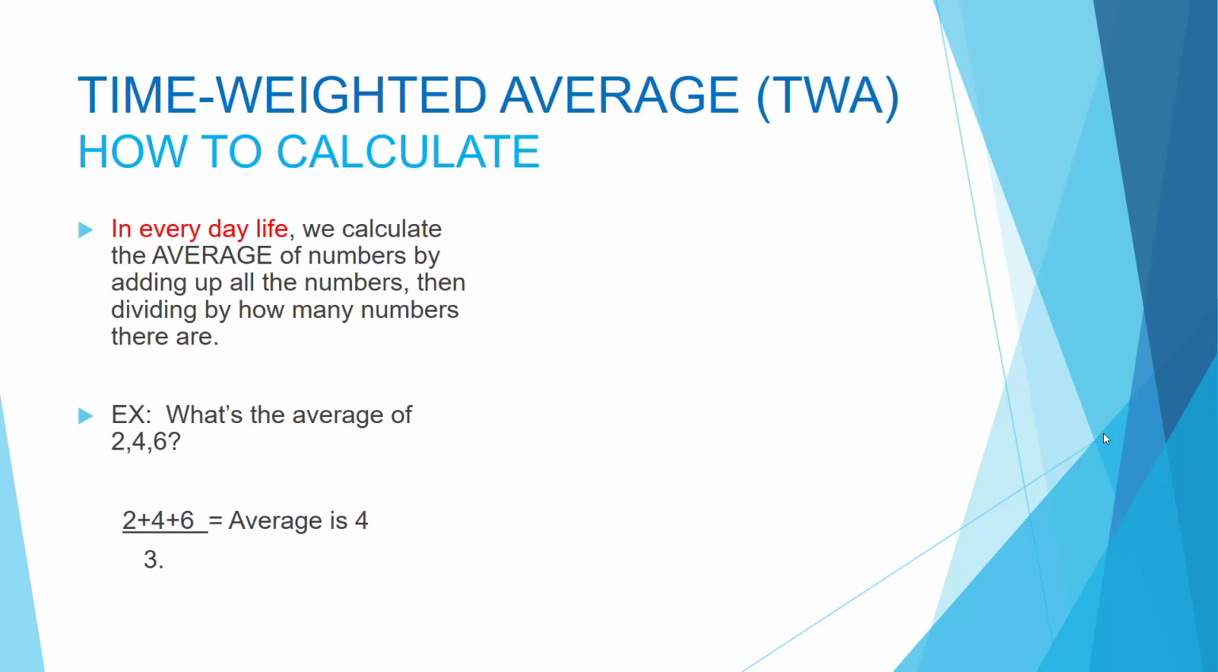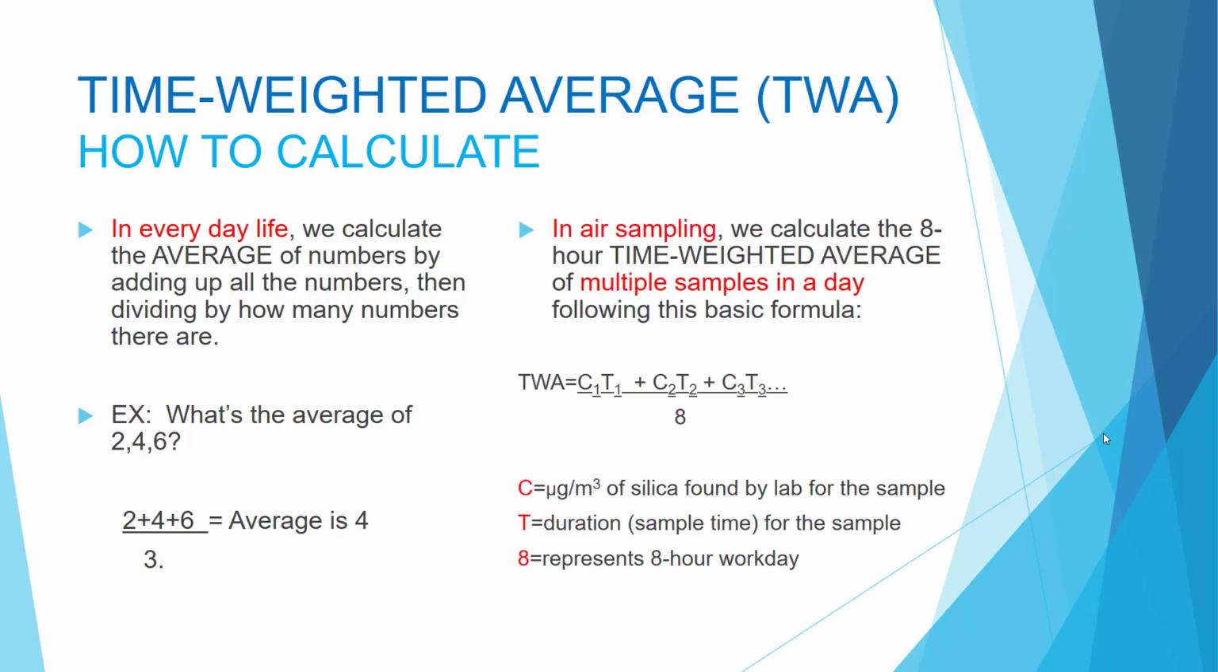So let's now review how to calculate a time-weighted average. For purposes of comparison, let's start with the basics. In everyday life, we calculate the average of numbers by adding up all the numbers, then dividing by how many numbers there are. But in air sampling, we calculate an average differently. In air sampling, we calculate the average of the exposure level by taking into account time, the duration of each sample. Shown on this slide is a basic formula for calculating the TWA for multiple samples.